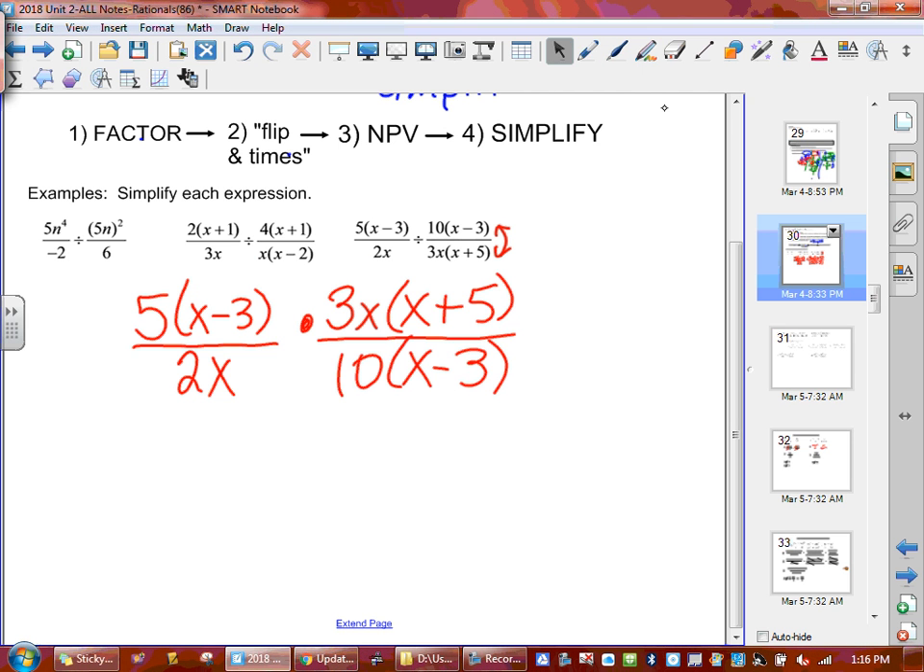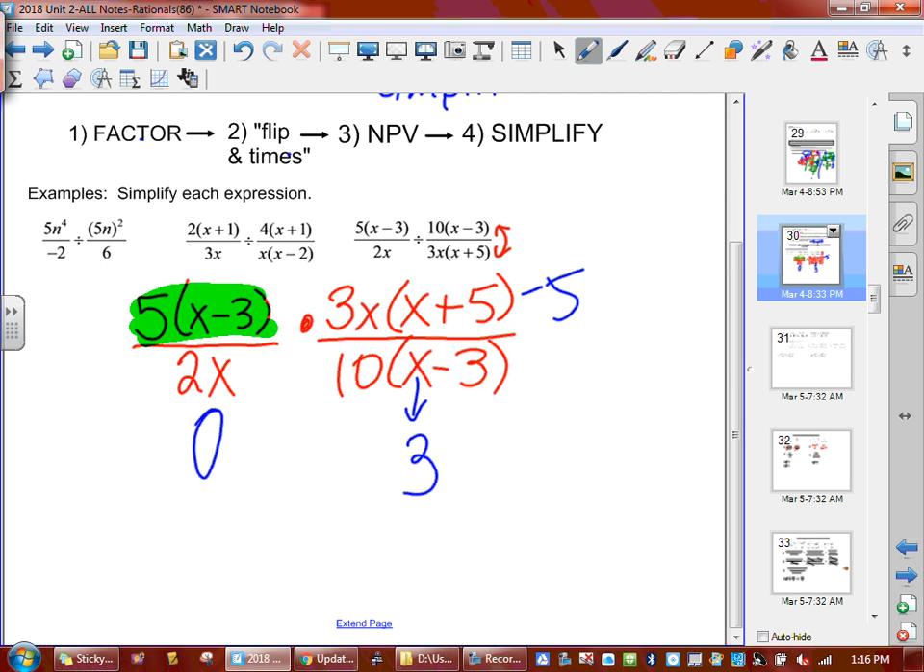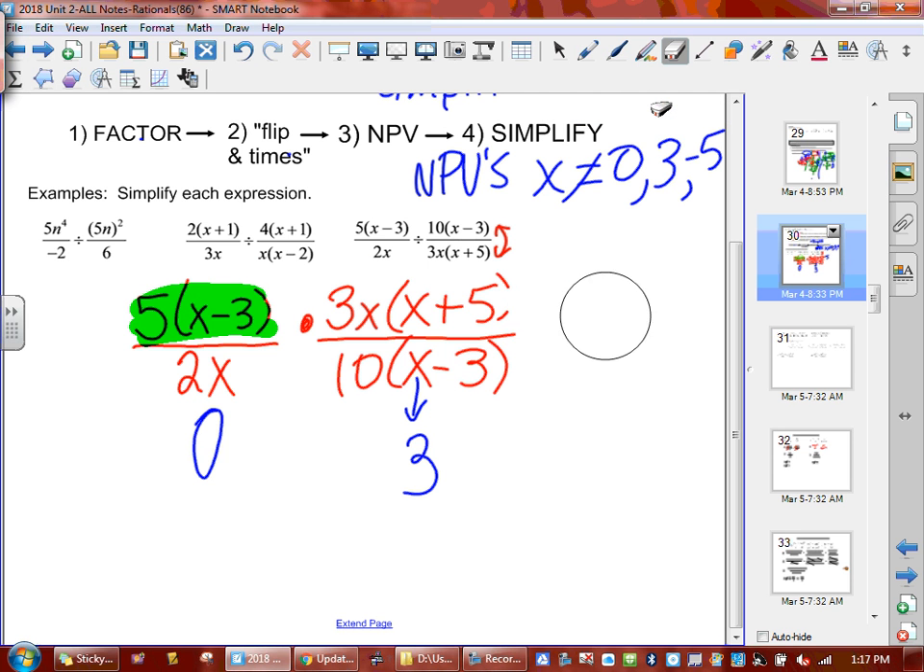Non-permissibles come from everybody except the top left. So this guy, yep, x can't be 3. What about the bottom left? 2 times what gives me 0? 0. So this guy's 0, this guy's 3. What about the top in the bracket? -5. What about the guy beside him? 0. So, NPVs: x cannot be 0, 3, and -5. Now I'm just going to erase them from where I wrote them. There we go. We've got our non-permissibles listed.